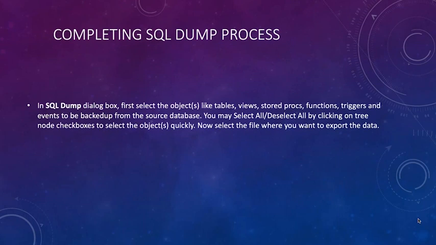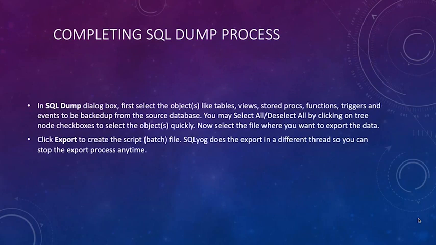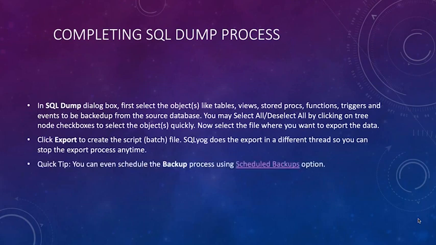Now you can select the file where you want to export that particular data. Once you have selected the file, click on export to create the script batch file. SQLyog does the export in a different thread, so you can stop the export process anytime you need. Please note, there's a quick tip. You can even schedule a backup process using the schedule backups option.